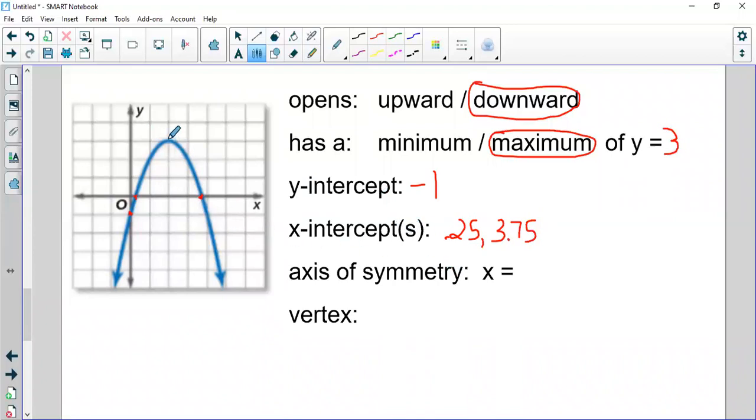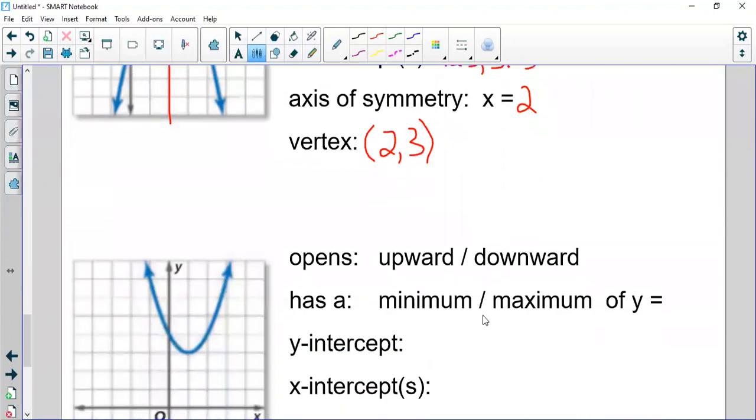The axis of symmetry, that center line that reflects the graph, the parabola, is x equals 2. So therefore the vertex, this coordinate right here, is the combination of the x value of axis of symmetry, 2, and the y value for, in this case, a maximum, 3. All right?